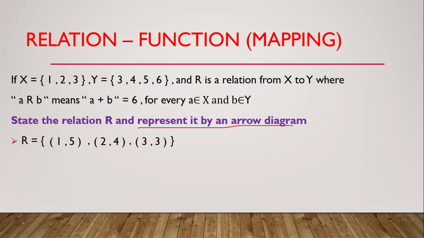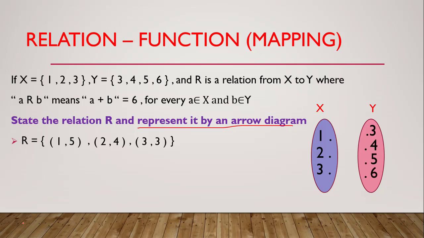Now I want to represent this relation by an arrow diagram in the same way as the Cartesian product. This is the arrow diagram. X consists of 1, 2, 3. Y, we have 3, 4, 5, and 6. Then I'll draw arrows from 1 to 5, from 2 to 4, and from 3 to 3.